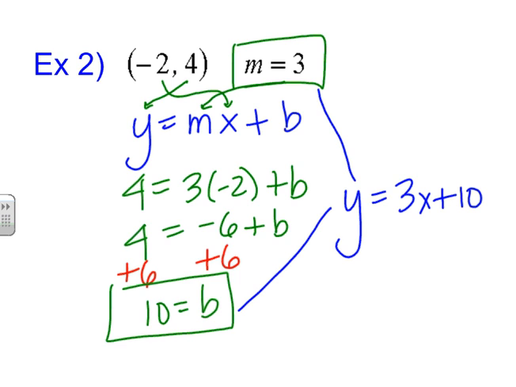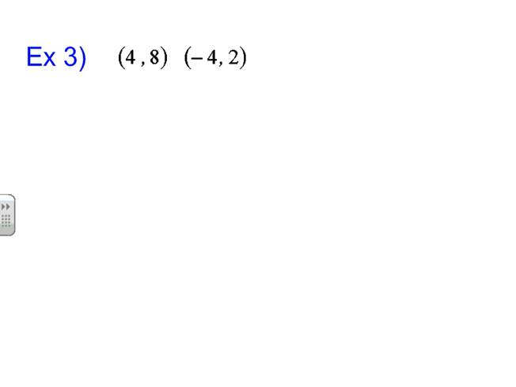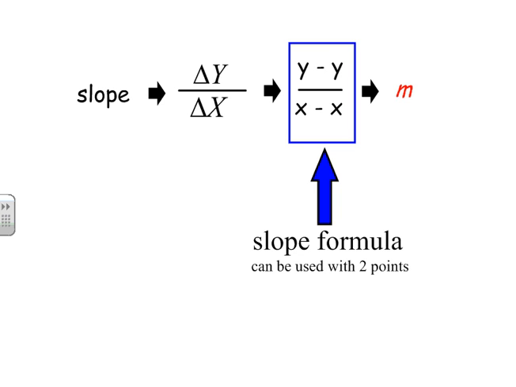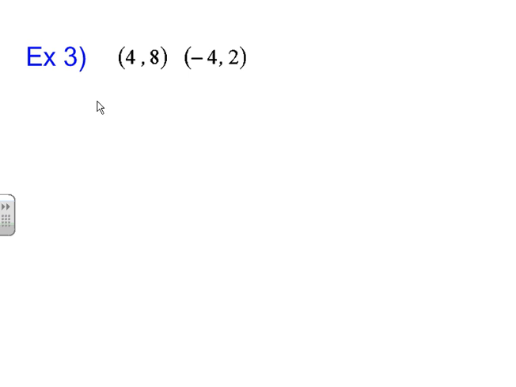Okay, now how do we do it if we're looking at 2 points? Well, if we're just looking at 2 points, we have to go back and remember we talked about, got to remember that slope formula. So let's do that first. Let's circle the y's, which is 8 and 2. And we're going to put that in the numerator because that's where our rise goes.